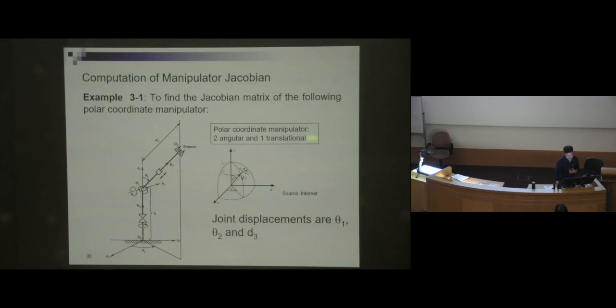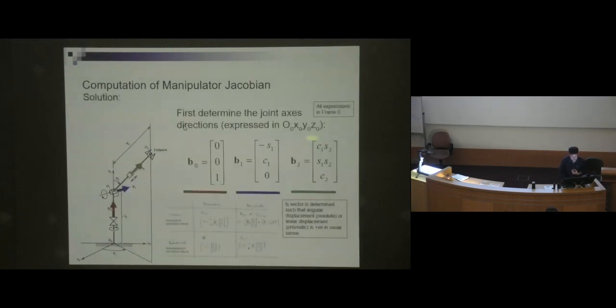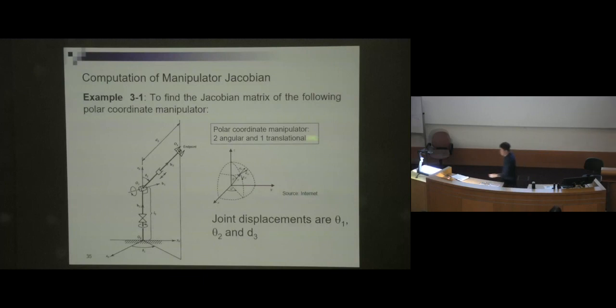If you refer to this polar coordinate itself, you have this which corresponds to your theta 1, and this corresponding to your theta 2, and after that you have one more linear displacement. So there are 3 joint displacements over here: theta 1, theta 2, and d3. This is a polar coordinate manipulator. Before you determine the Jacobian of the manipulator, you have to work out the forward kinematics.